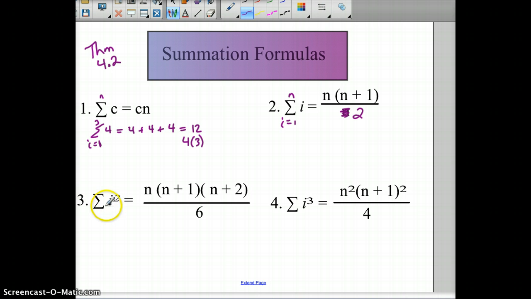All right, then the third formula, if you want to add up all the I squareds, here's the shortcut. That top number times 1 higher than the top number times 2 higher than the top number, and then divide that by 6. I'm just going to verify that. It looks a little off to me, but so, Theorem 4.2.